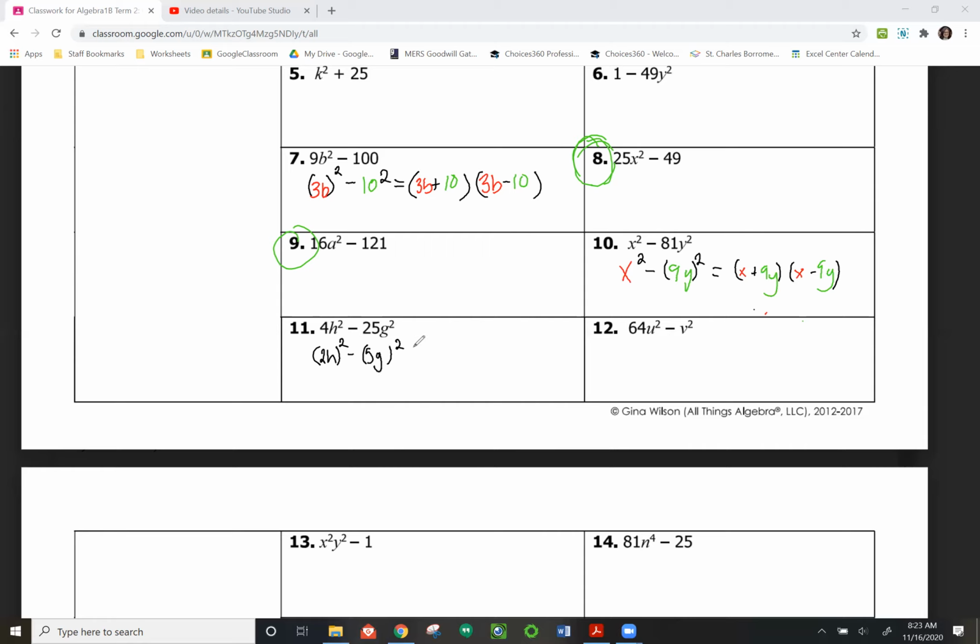Okay, so now that you have the difference of squares, you can write two binomials, where we have the first term, 2h, plus the second term, 5g. You notice, guys, these squares are not coming along to your final factored form. And then we have 2h minus 5g. Okay, I'm going to let you guys do number 12.